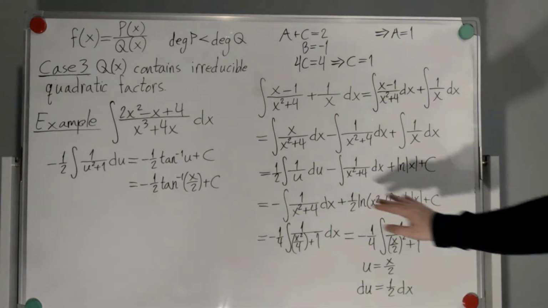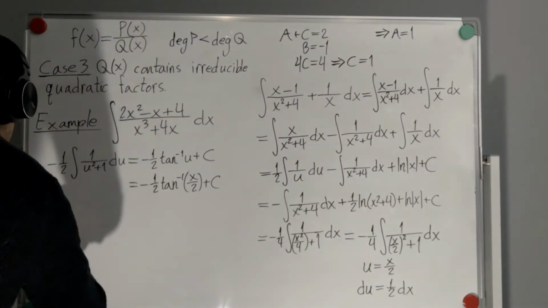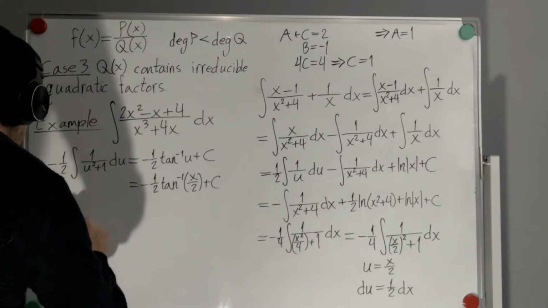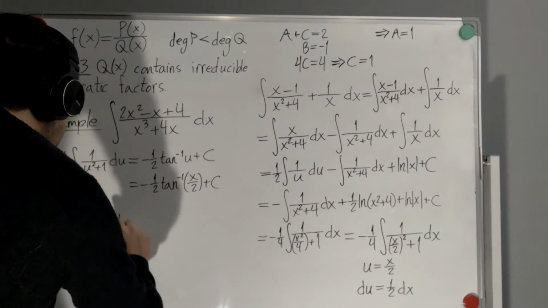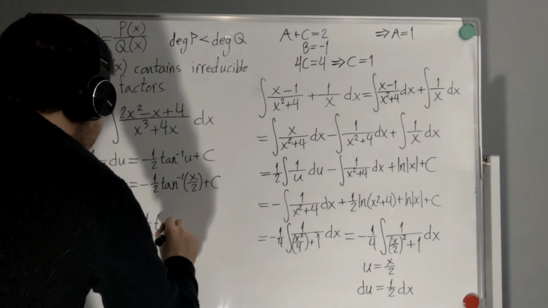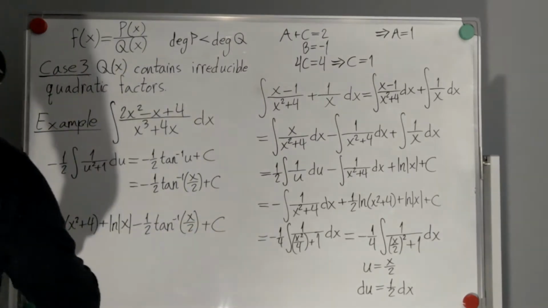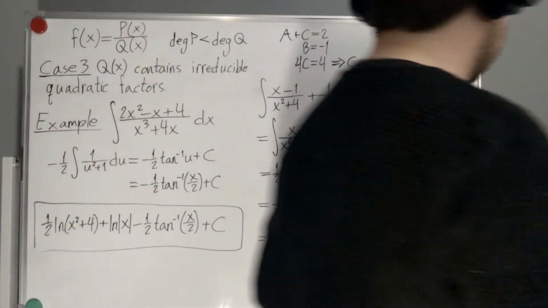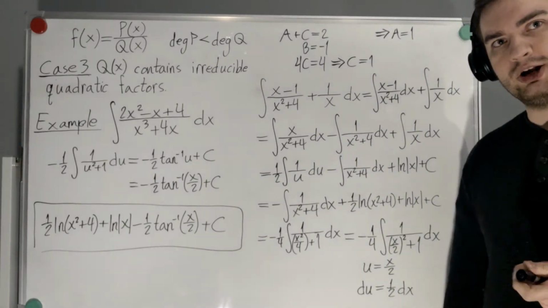Okay. Anyway, we put all this stuff together, and that is our indefinite integral. So we're going to get 1/2 ln of x squared plus 4 plus ln absolute value of x minus 1/2 arctangent of x over 2 plus c, and then that is it. Okay?